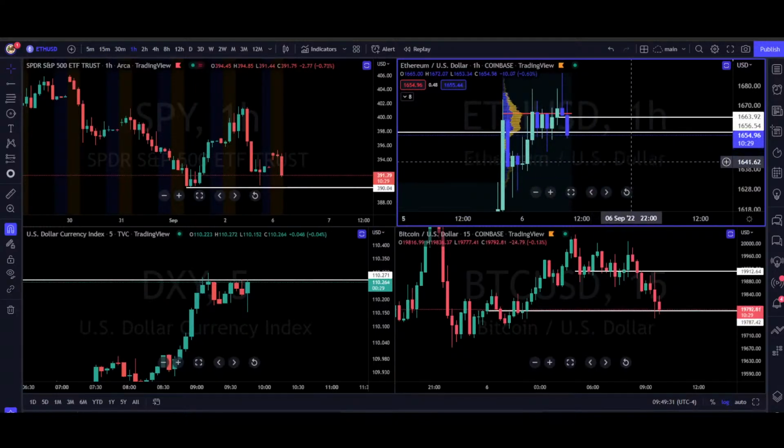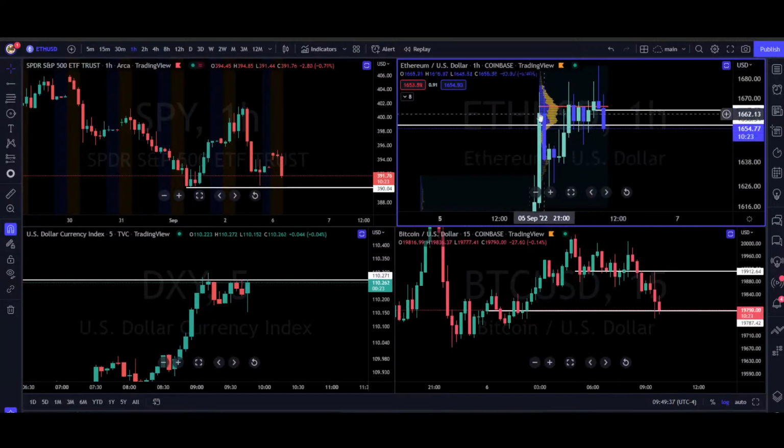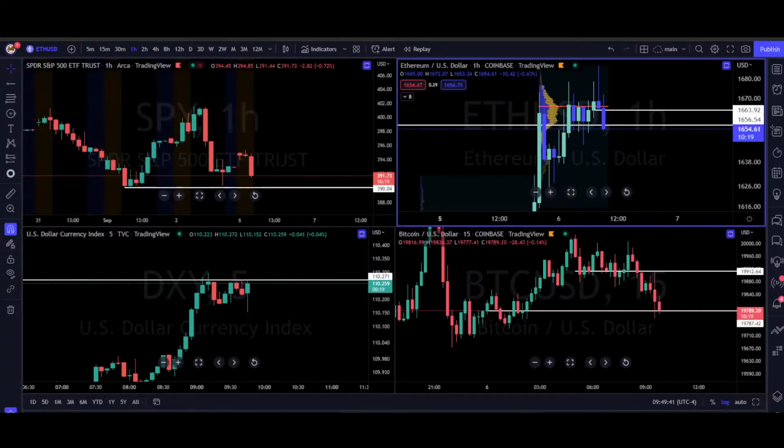And the first profit target on Ethereum was 1639.96. So far, so good. I did not take Ethereum. I did not take that trade. I thought for sure Bitcoin would bounce. It did not.